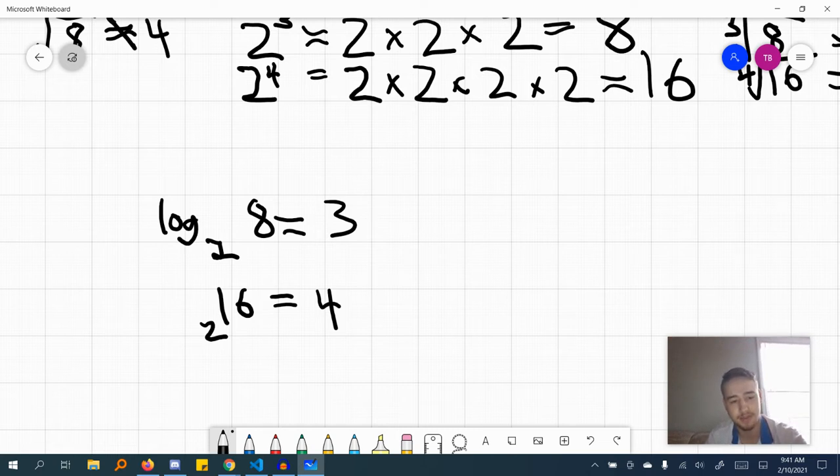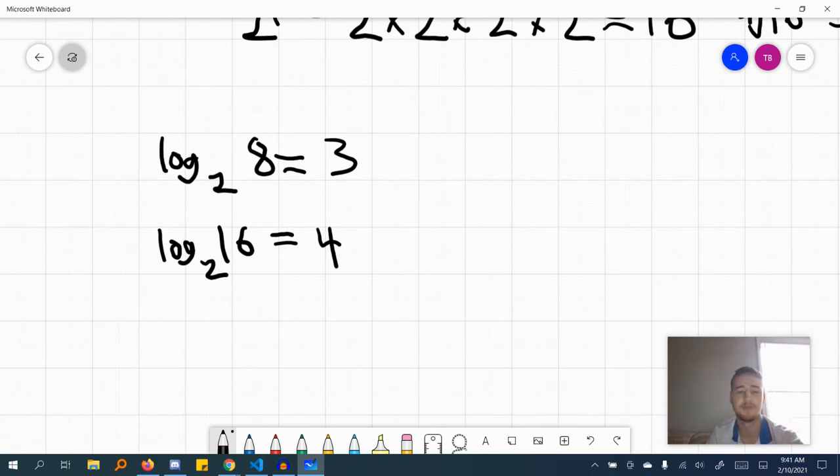I'm going to erase this because it kind of looks like a 1 and rewrite it. Log base 2 of 8 is 3. Log base 2 of 16 is 4. And so on up the line as far as we're going to take this.